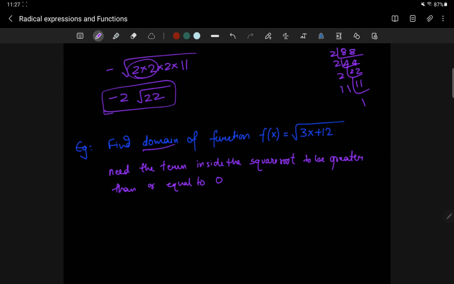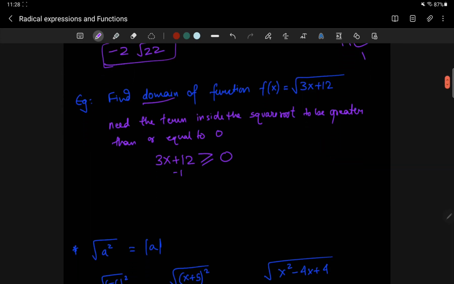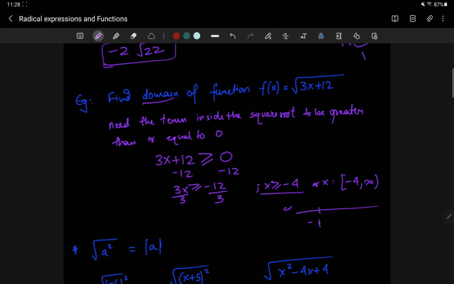Which means this comes down to an inequality which we have learned how to solve. So I need 3x plus 12 greater than or equal to 0. Why can it be equal to 0? Well, that's because the square root of 0 is defined. Square root of 0 is just 0. So I follow the steps here. This is 3x is greater than or equal to negative 12. Divide by 3. That gives me x is greater than or equal to negative 4, or x is negative 4 to infinity, or I draw this negative 4 and it's all of these to the right.